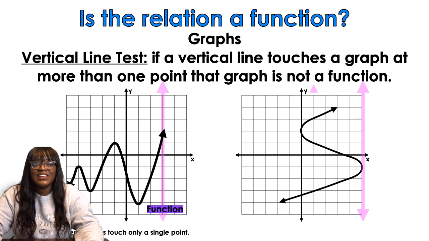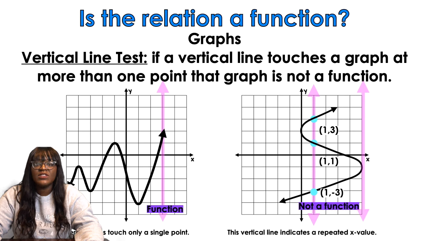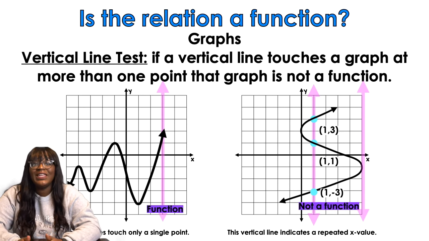This one is different. It's like a sideways version. So I can definitely tell that when I swipe that vertical line, guess what? I'm touching not just 2 points, I'm touching 3 points all at the same time. And you can tell that you have a 1, a 1, and a 1 in each of those points. So the x value repeats. That is not going to work for us. So that one was not a function because of the repeated x value. Remember, you're looking for repeated x values. It's not going to work.